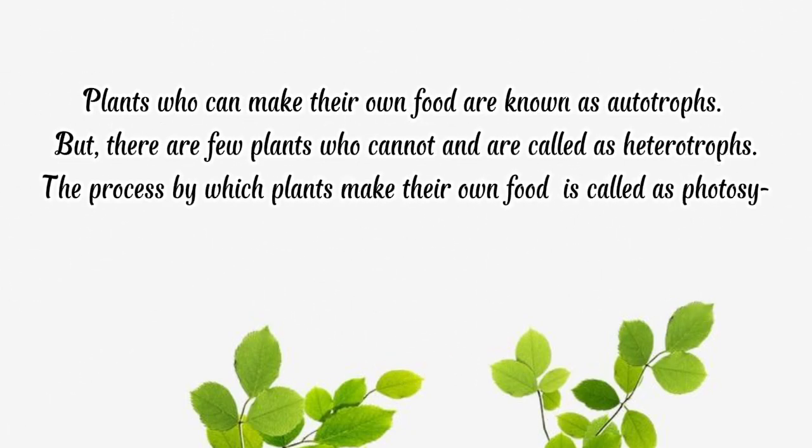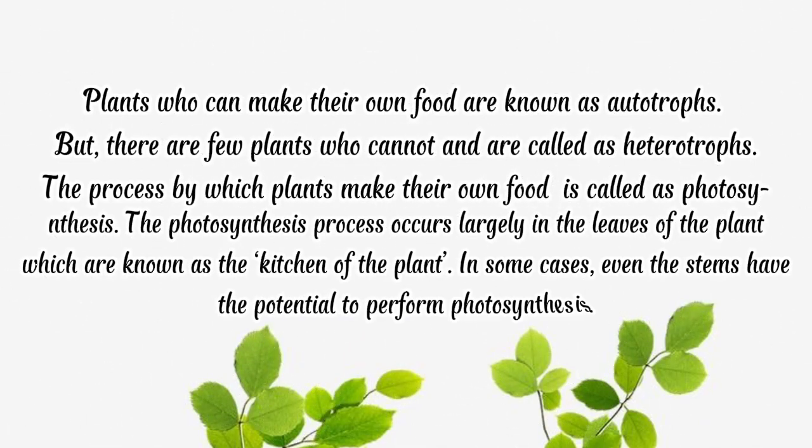Plants that can make their own food are known as autotrophs, but there are a few plants that cannot, and they are called heterotrophs. The process by which plants make their own food is called photosynthesis. Photosynthesis occurs largely in the leaves of the plants, which are known as the kitchen of the plant. In some cases, even the stems have the potential to perform photosynthesis.